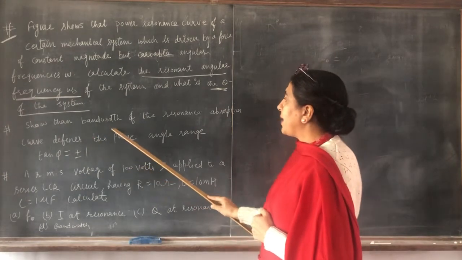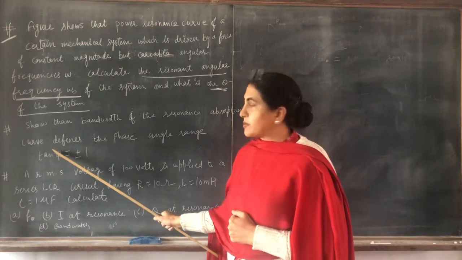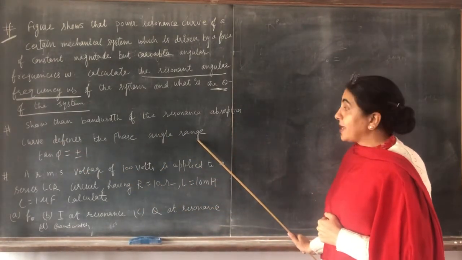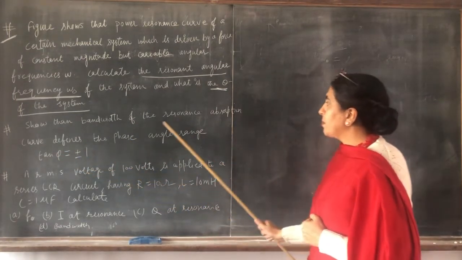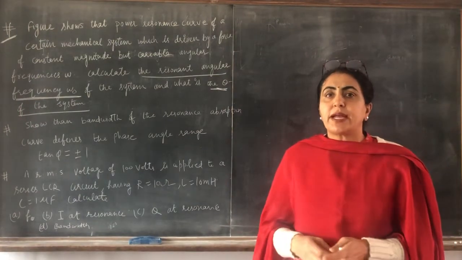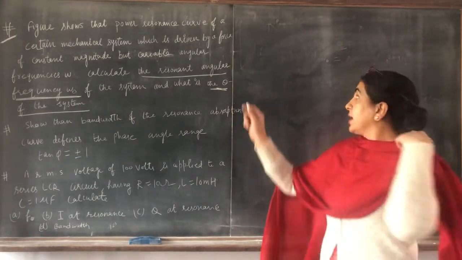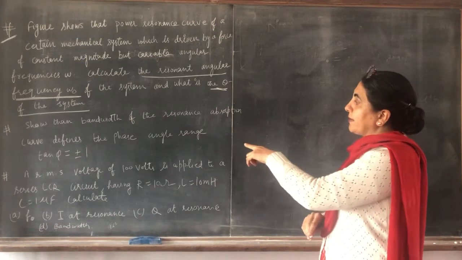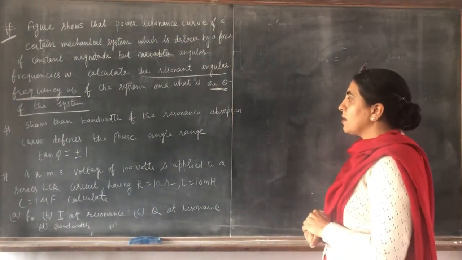Show that the bandwidth of a resonance absorption curve defines the phase angle range tan phi is equal to plus minus 1. The resonance absorption curve is the same as the power resonance curve that I have drawn here. So we have to show tan phi is equal to plus minus 1.